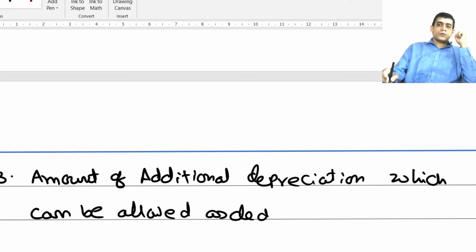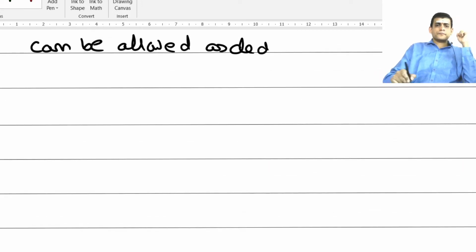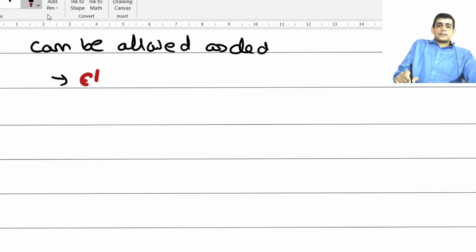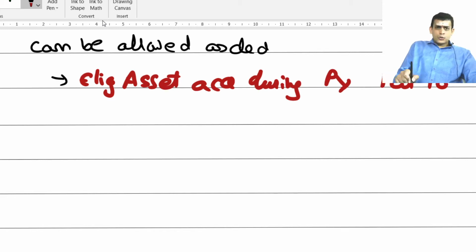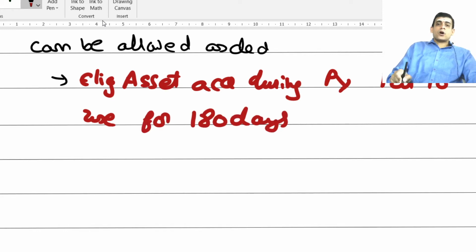So amount of additional depreciation which you can take as a deduction. Here also, whatever eligible asset is acquired should be put to use for a period of more than 180 days. So here, let us write two things. Eligible asset acquired during the previous year. Put to use. You should put to use that asset for 180 days or more, or simply speaking, greater than or equal to 180 days.